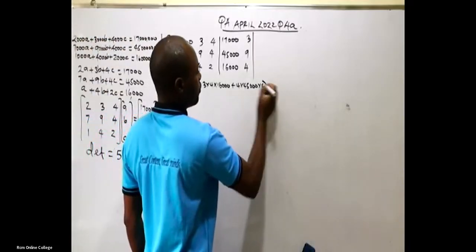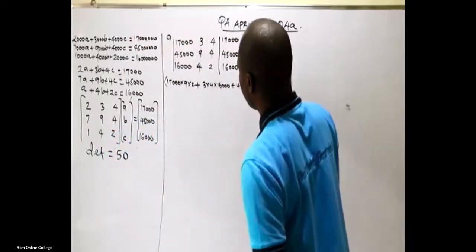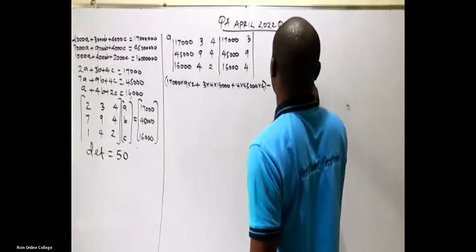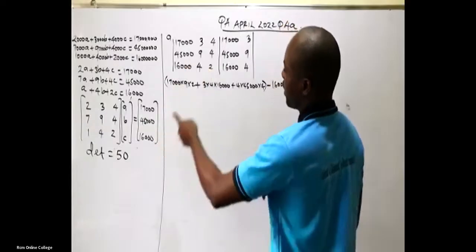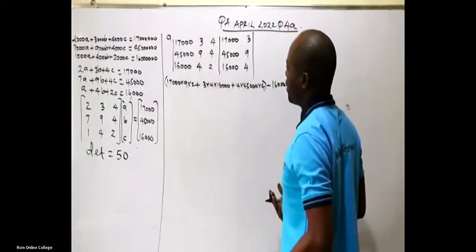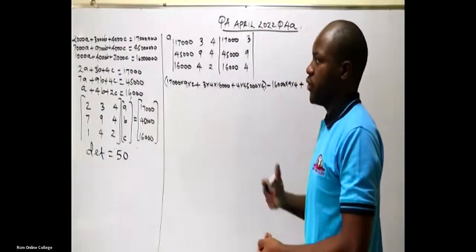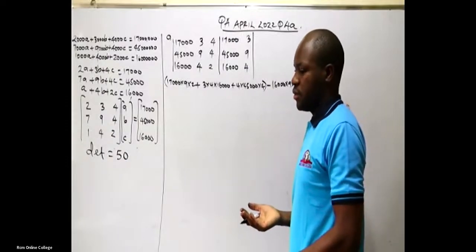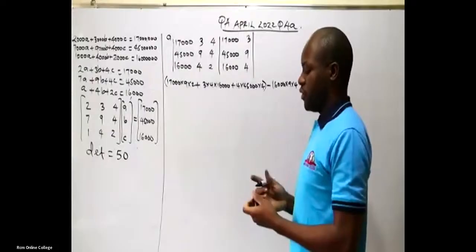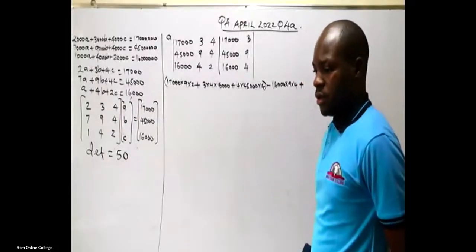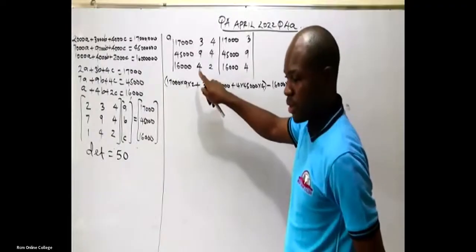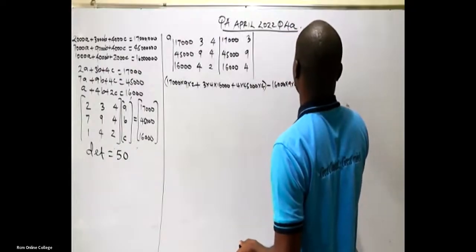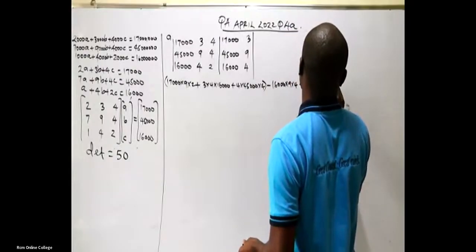Then we subtract. So we now do it this way: 16,000 times 9 times 4, plus, I wanted to give you the second one. After taking 16 times 9 times 4, can somebody just give me the second one? Of course, you're starting from 4. So 4 times 4 times 17,000. Thank you.